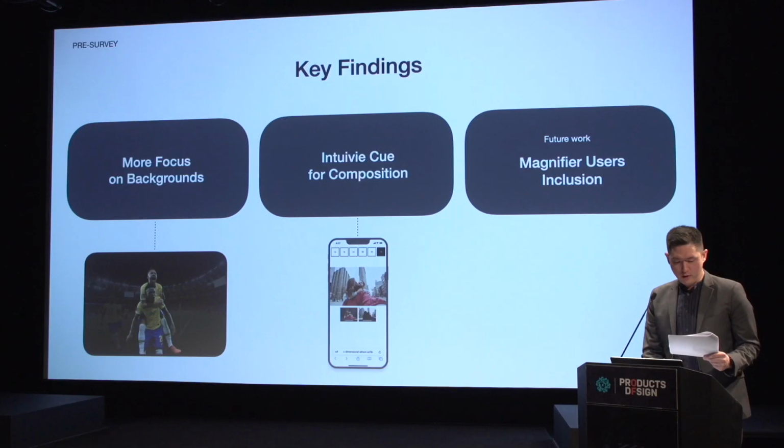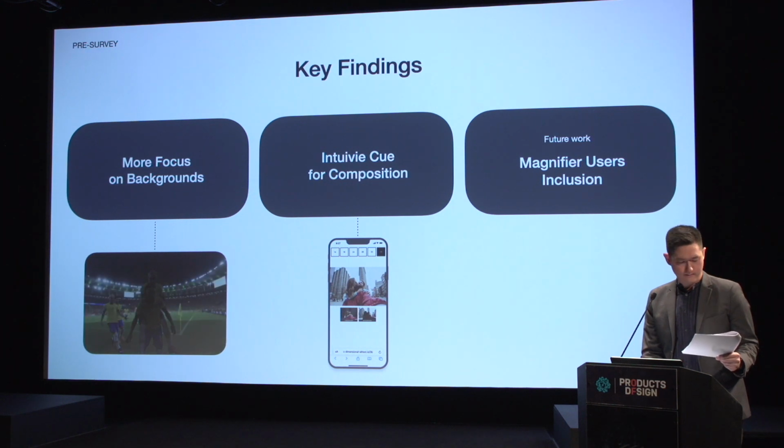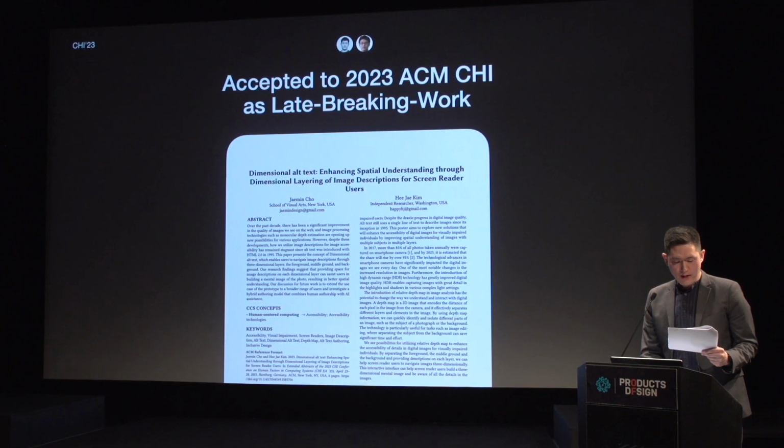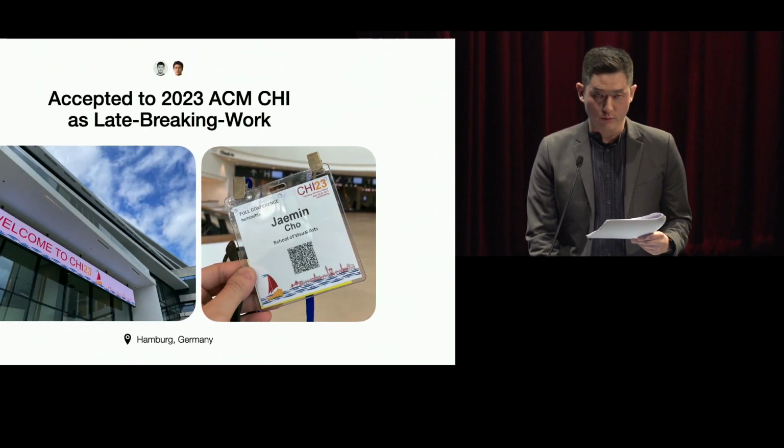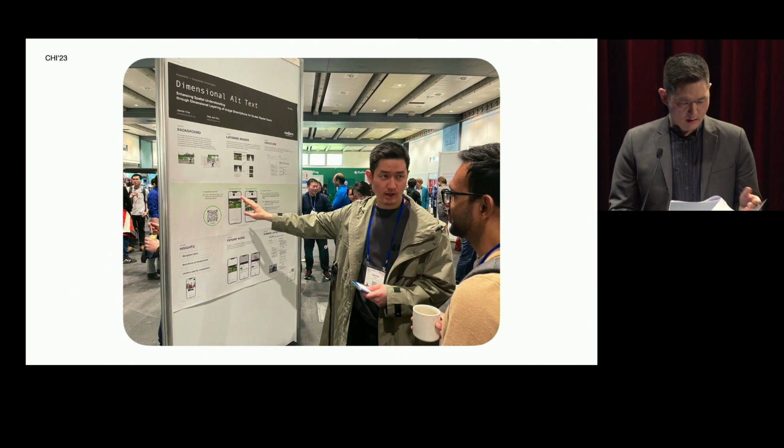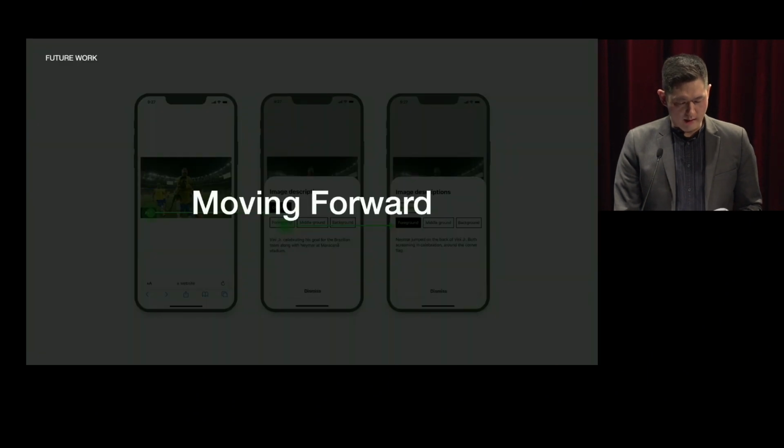Here are our key findings from the user testing. Mainly, participants love dimensional alt text because it provides more context about the background of images. I wrote a small paper out of the project with my co-author, Heejae, and it was accepted to CHI 23 UX conference. We had an opportunity to present our work in Hamburg last week and received valuable feedback and insights from researchers. And thanks to that feedback, I'm planning to write a full paper on dimensional alt text.